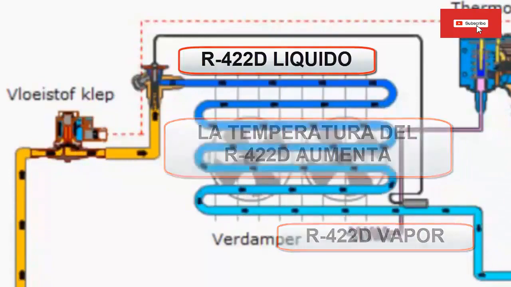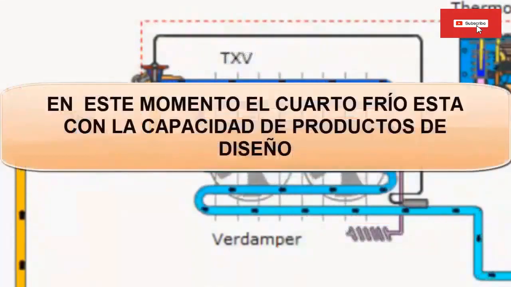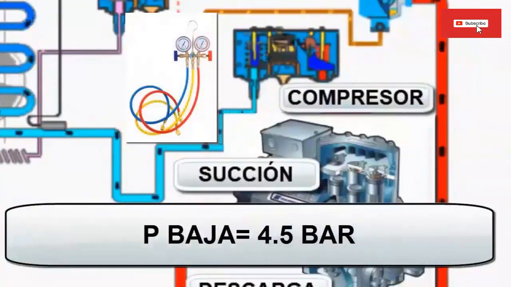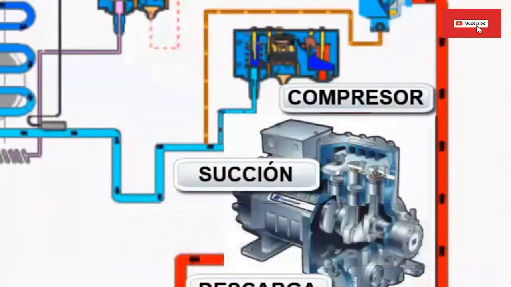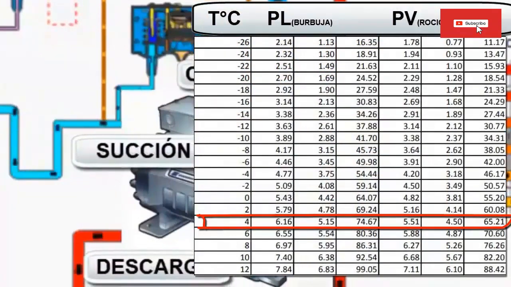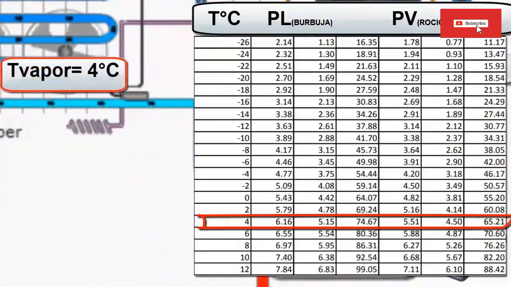The cold room is with the normal amount of products. The pressure indicated by the low manometer is currently 4.50 bar. This time our table is already in manometric pressure directly, which will facilitate the procedure. Verifying in the R422d table, with the pressure of the manometer, there is a saturated steam temperature of 4 degrees Celsius. This temperature is found in the vapor pressure column of the table, because the refrigerant at the outlet of the evaporator is found as saturated vapor.